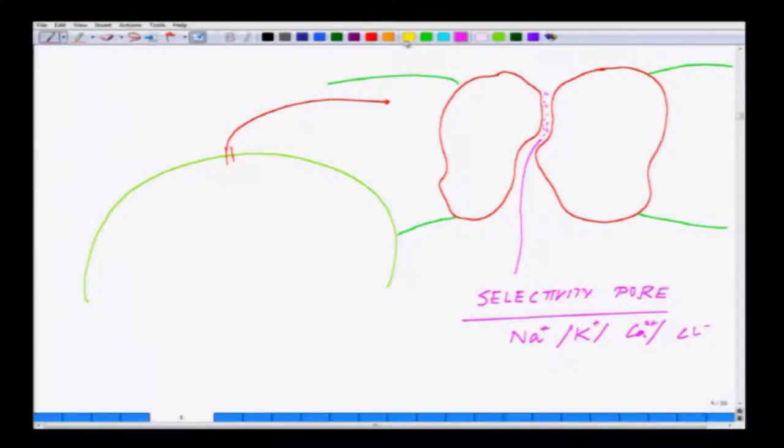Then you have a voltage sensing element somewhere in this structure, which could sense the voltage. This voltage sensor is somehow connected to a gate, which ensures the opening and closing. There is a movement in this. So this is basically your gate, and this is the overall channel architecture.